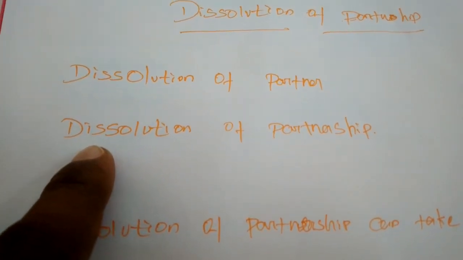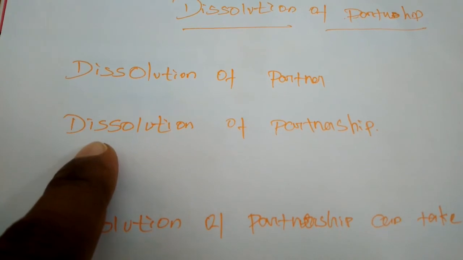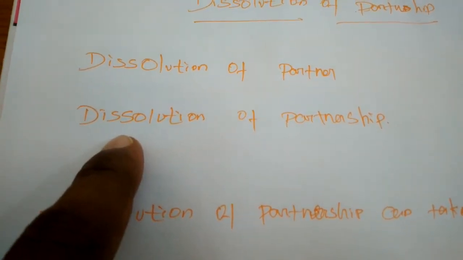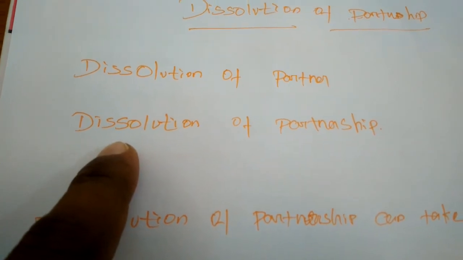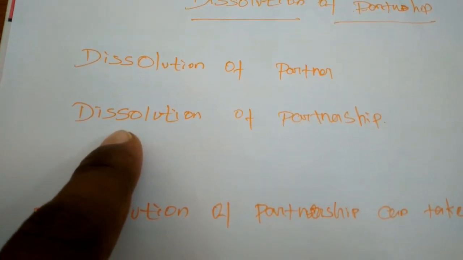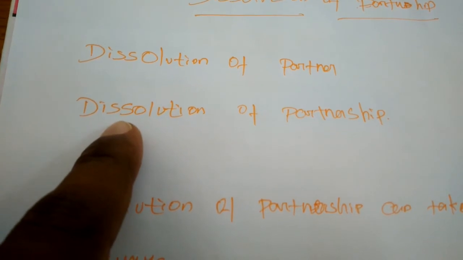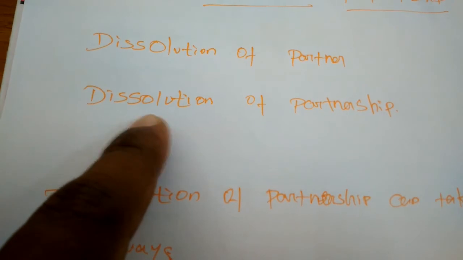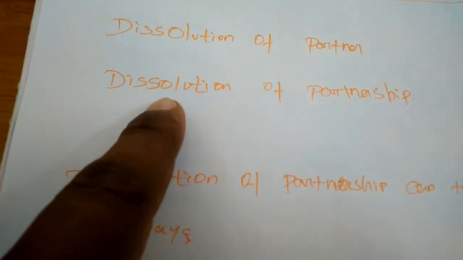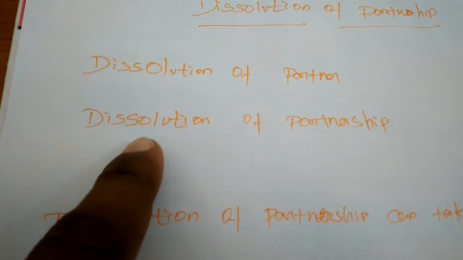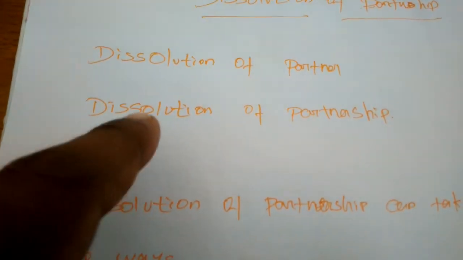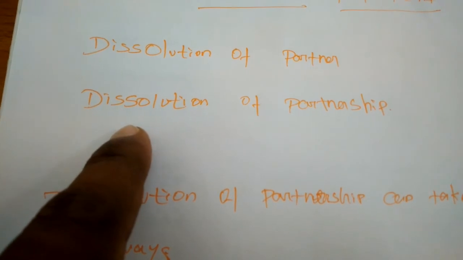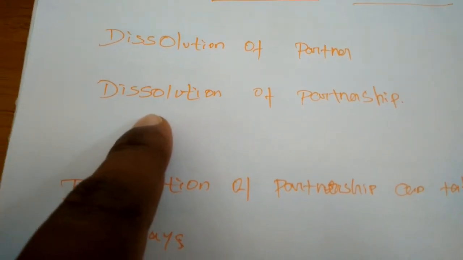Next, S: stipulated period. When the prescribed period is completed, the organization may come to an end. Next, S: serious misconduct of partners. If any of the partners has misconducted or misbehaved, the other partners can also bring the partnership organization to an end. Next, O: object is completed. For whichever object the partnership organization was created, if it is over, the organization will come to an end.